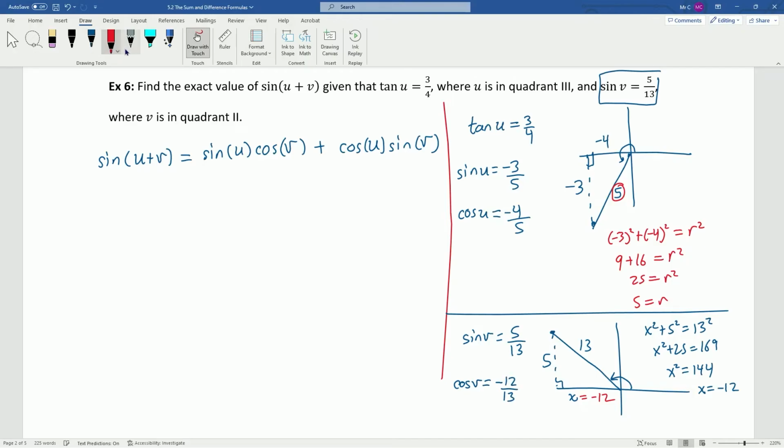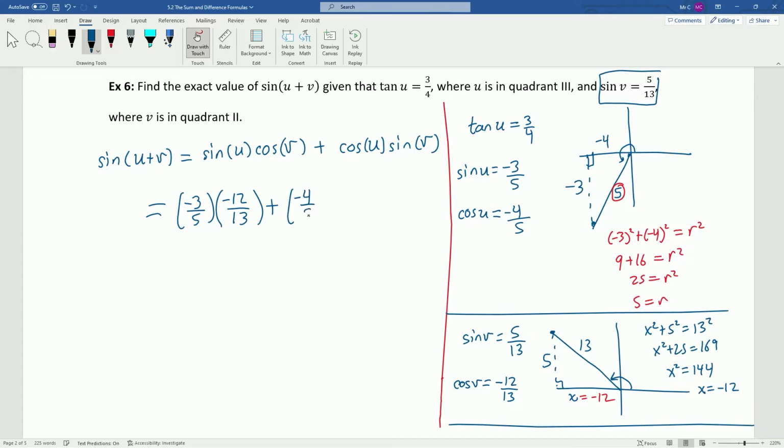And once you've done this, this is all the hard work. Once you've found your values for sine and cosine of both angles, then we just look back at our formula and plug them back in. Sine of u is negative 3/5. Cosine of v is negative 12 over 13. Plus cosine of u is negative 4/5, and sine of v is 5 over 13.